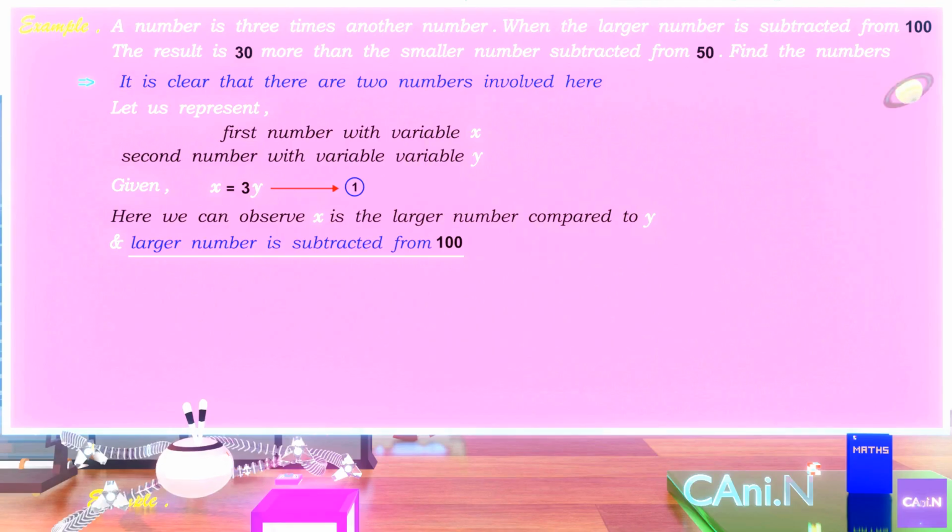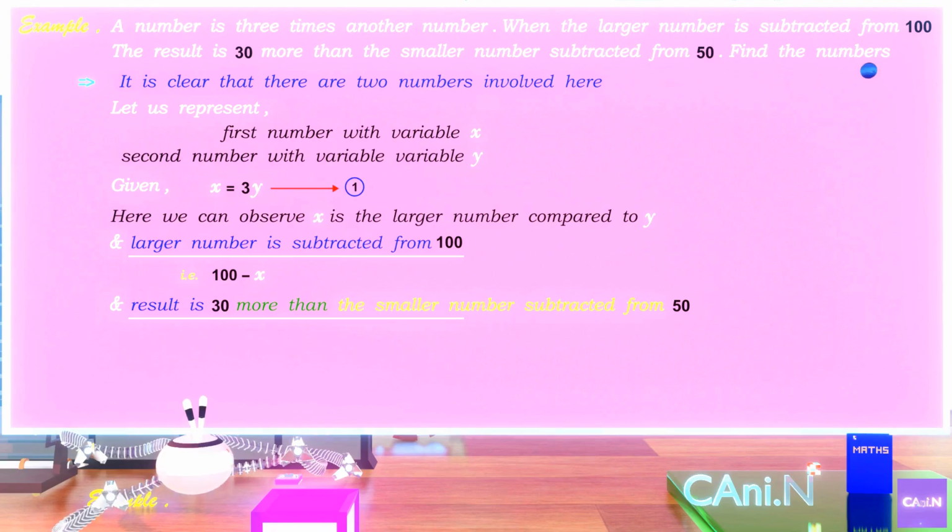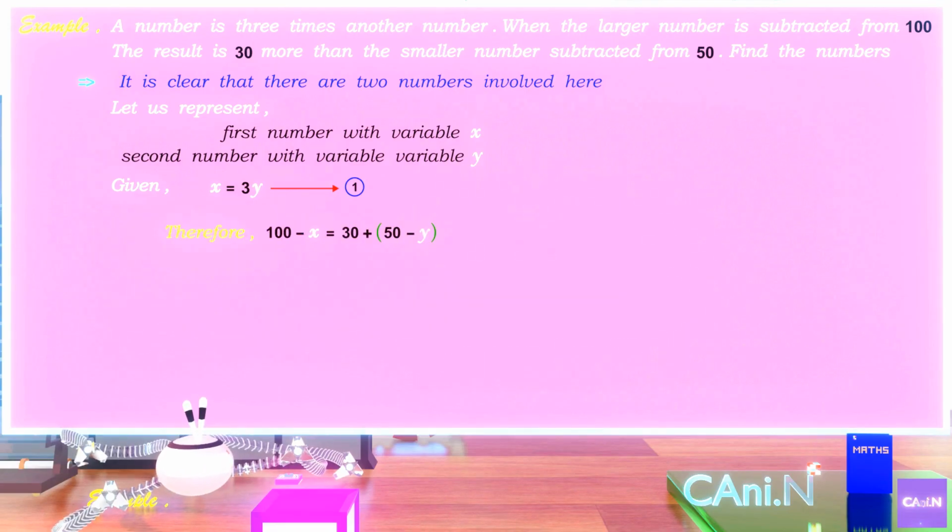The larger number is subtracted from 100, that is, 100 minus x. And the result is 30 more than the smaller number subtracted from 50, that is, 30 plus 50 minus y. Therefore, 100 minus x equals 30 plus 50 minus y.